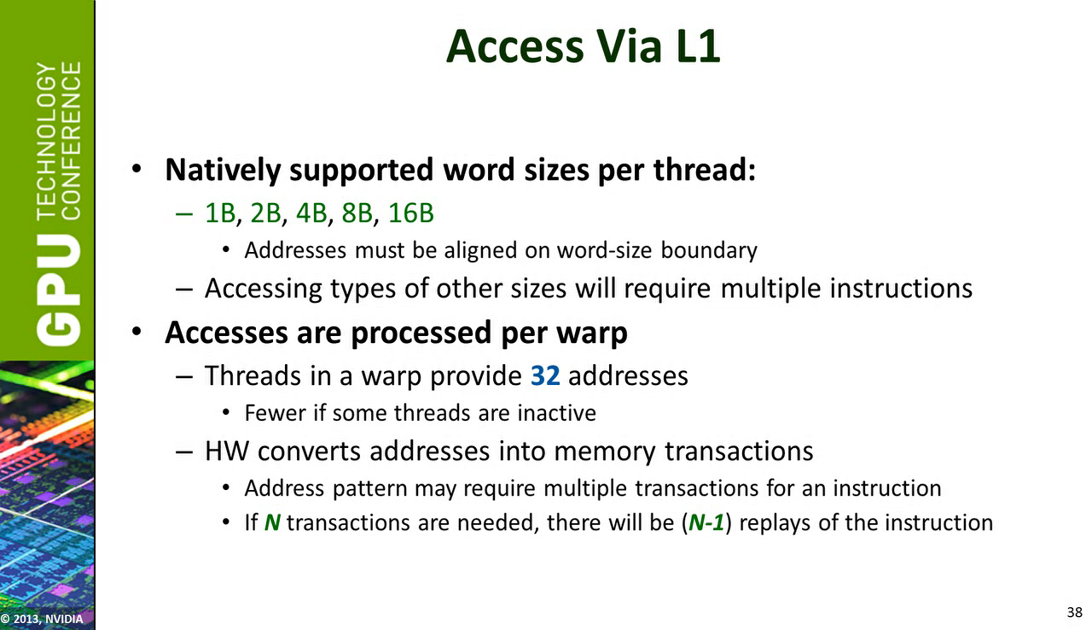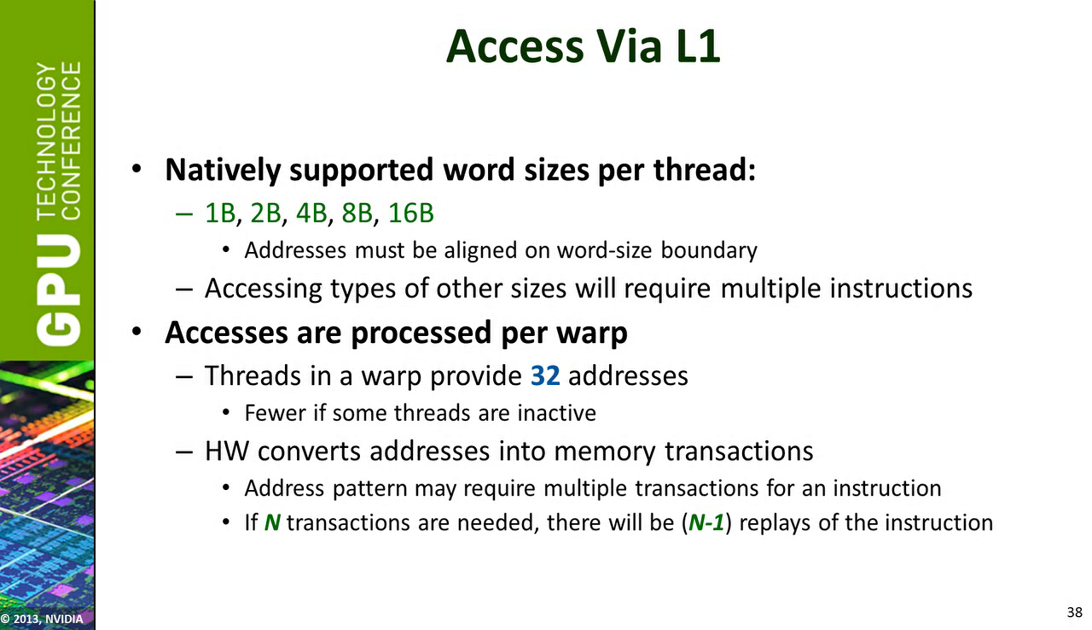Okay, so I said all the accesses are per warp, so hardware will get 32 addresses at a time. And then essentially hardware will look at those 32 addresses and convert them into memory transactions to go and get the bytes. It's possible, because of your address pattern, that you'll need multiple memory transactions. So if you need n different transactions to fetch the required data for all these threads in a warp, you will have n-1 replays of that instruction. And we'll see replays come up over and over again today for memory accesses.